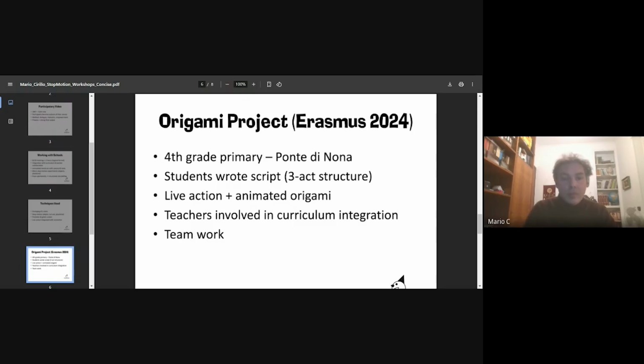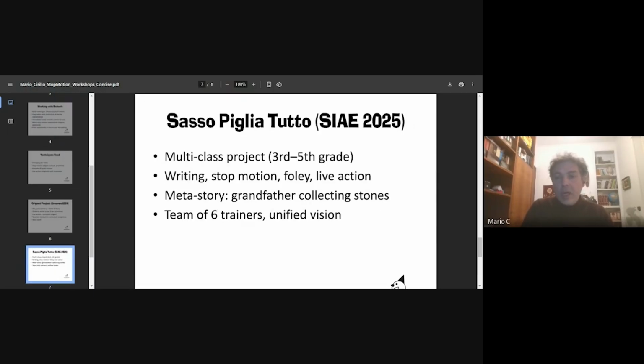So I would like to show you one other project. This is the latest project I collaborated on. This is a workshop that was financed by CI and was realized in the late months of 2025. It was a multi-class project involving primary school from the 3rd to the 5th grade, and we had 2, 4, 5, 6 class groups involved and 6 tutors.